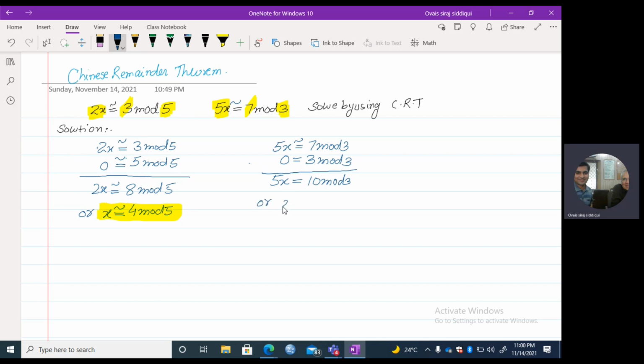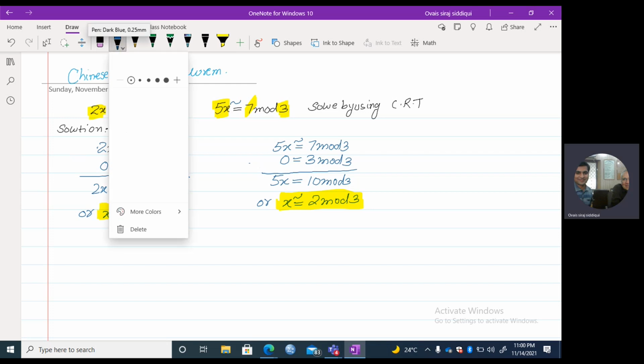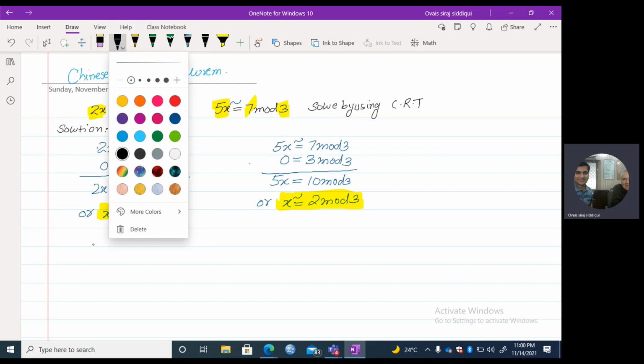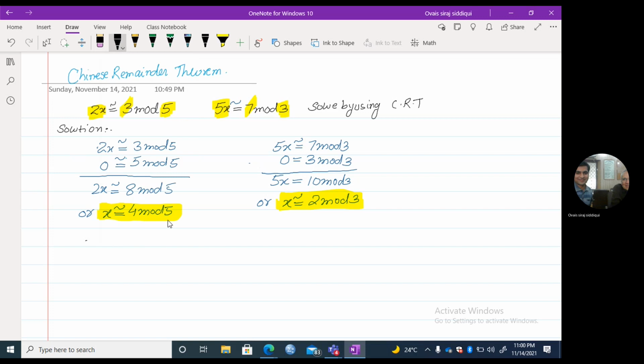And 5x or here we have congruence equation x congruent to 2 mod 3, and here we have a divisor 3 and here we have a divisor 5. Now finally, अगर आप नोट कर रहे हो तो we have this is called m1 is 5 and this is called a1 that is 4. Similarly this is called m2 that is 3. This is called a2 that is 2.